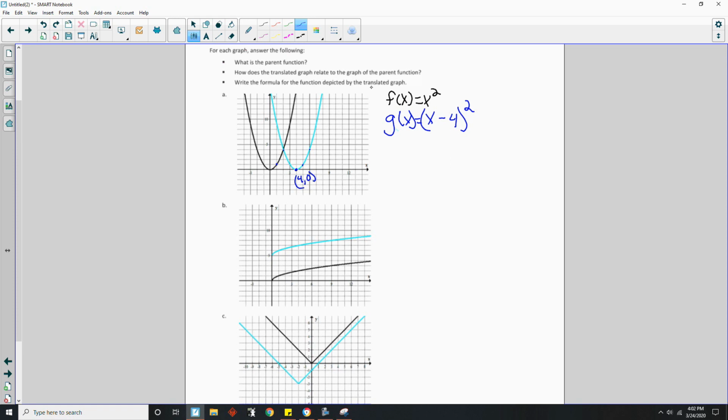Write the formula for the function depicted by the translated graph. So there it is. All I didn't do is write down what it was. The graph is shifted 4 units right. So I'll say a shift of 4 units to the right.